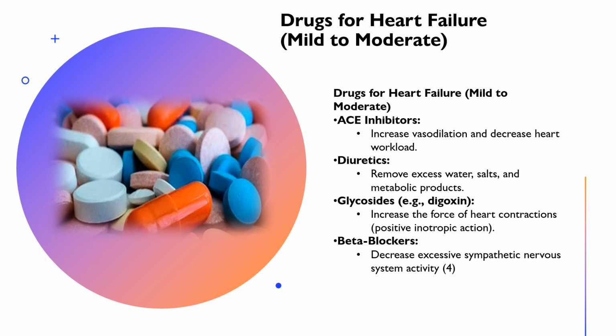To manage mild to moderate heart failure, several drugs are commonly used. First, ACE inhibitors help by increasing vasodilation and decreasing the workload on the heart. Next, diuretics promote the removal of excess water, salts, and metabolic products from the body. Glycosides, such as digoxin, increase the force of the heart's contraction, which is particularly useful in some cases of heart failure. Beta blockers are also used to decrease the excessive activity of the sympathetic nervous system, which is characteristic of mild to moderate heart failure.